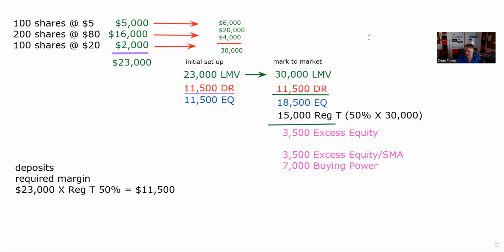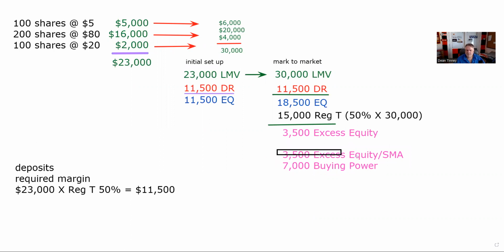Okay, let's see what the question is. The question is, what is the SMA in the account? Well, if you did your initial setup and you did your mark to market, you would have no problem answering correctly that the SMA in this account after the market move is $3,500. Boom. And in this question that ends up being answer B. So that would be our, let me just clean that up.